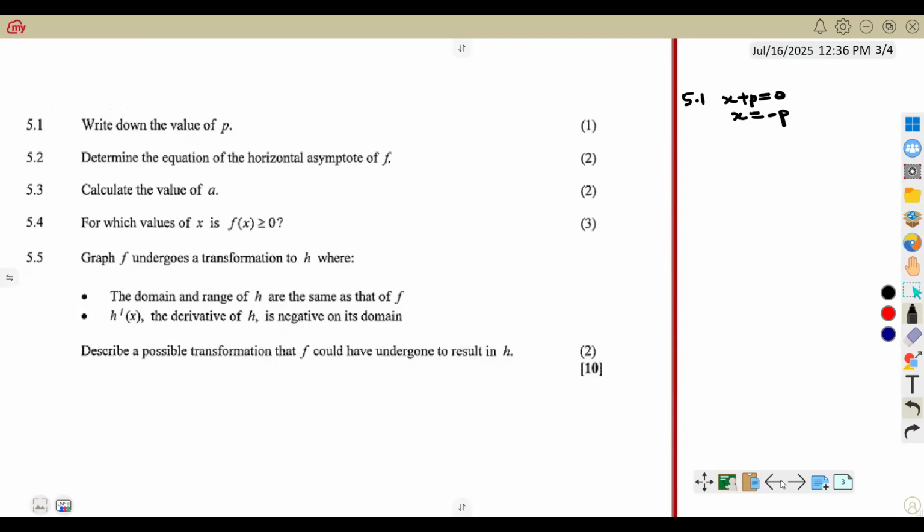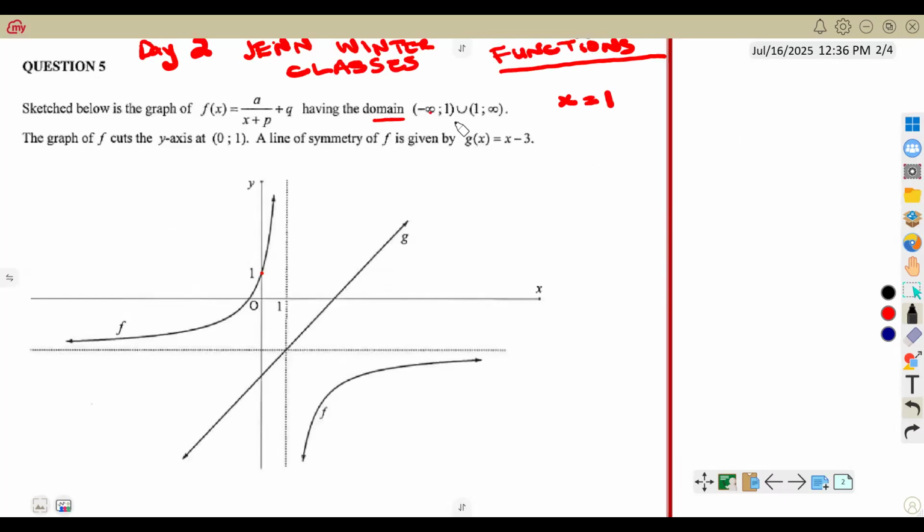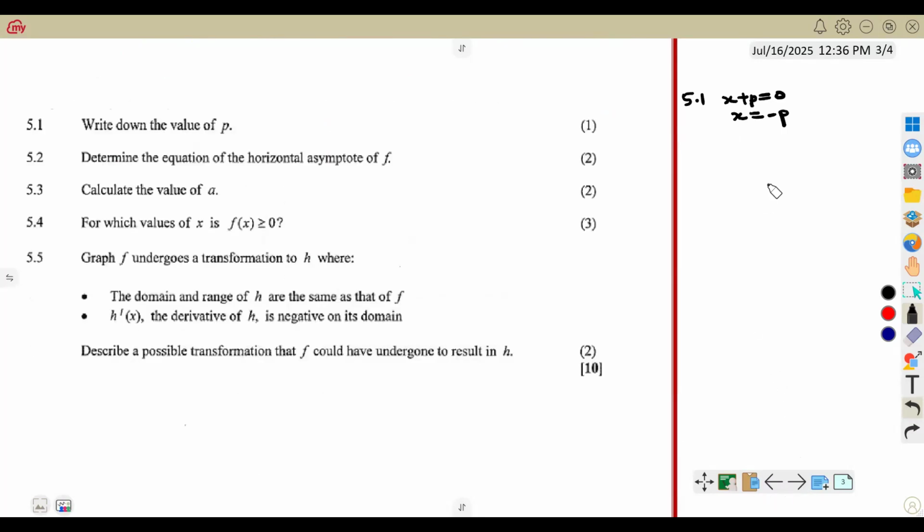But if we still remember, we were given a domain here, and we used the domain to formulate the equation of the vertical asymptote. So the equation of the vertical asymptote was given by x equal to 1. Since both are representing the equation of the vertical asymptote, it means our minus p is equal to 1. We can therefore conclude that p is equal to negative 1, after dividing both sides by negative to get our p being equal to negative 1.